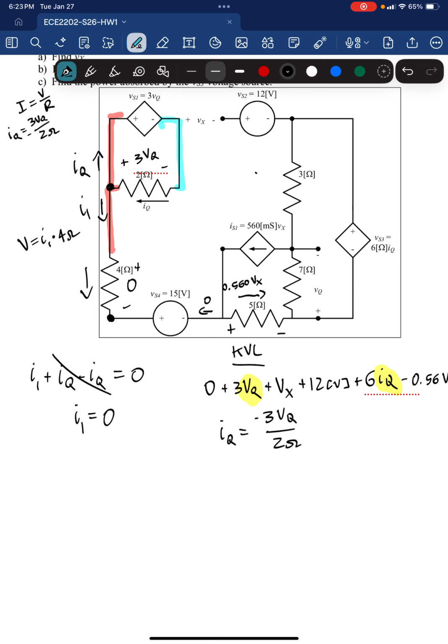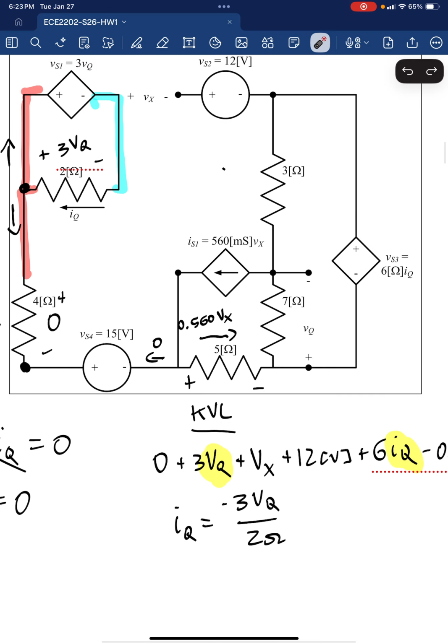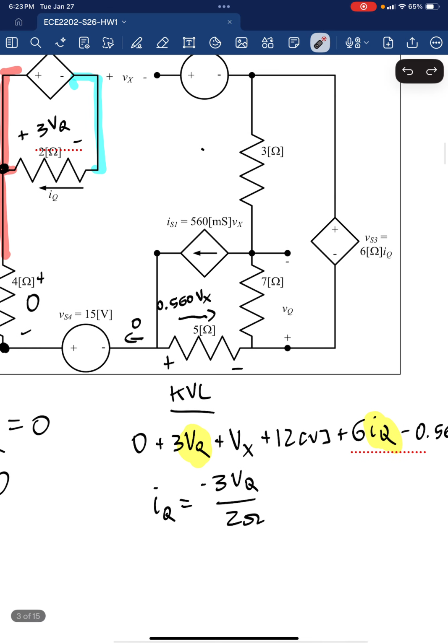And then we need one last equation. And this is where things get a little bit tricky, right, for VQ. Because we have multiple paths that we can take to solve for VQ, because we're going to need a KVL, right? It's a voltage across some gap. So that should always scream KVL. That's the only way you can really find something like that. But there's multiple paths we can take, right? We can go this way, or we can go this way.